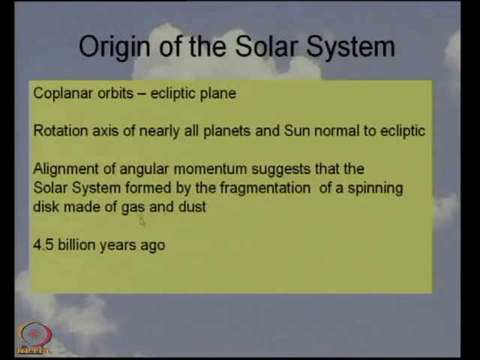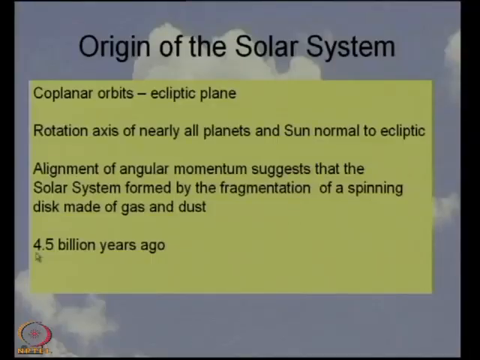So this alignment of the angular momentum vectors suggests that the solar system was formed by the fragmentation of a spinning disk made up of gas and dust. Okay, so there was a disk which is spinning, the whole disk is rotating, made up of gas and dust. If that fragments, then you can get these stars, planets, everything with the same angular momentum vector, right? The angular momentum of the original disk will be conserved, and it will be there in these objects also. And the age of the solar system is estimated to be around 4.5 billion years. So the whole thing took place around 4.5 billion years ago.